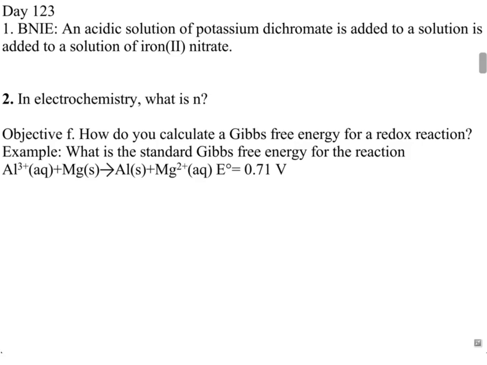So first there's a balanced net ionic equation for you. Go ahead and pause the video and do that one. Unpause when you're ready for the answer. So it says solution of potassium dichromate, that's K+ and Cr2O7 2-. Then it says a solution of iron 2 nitrate, that's Fe2+ and NO3-, and don't forget your H+ because it says acidic solution.